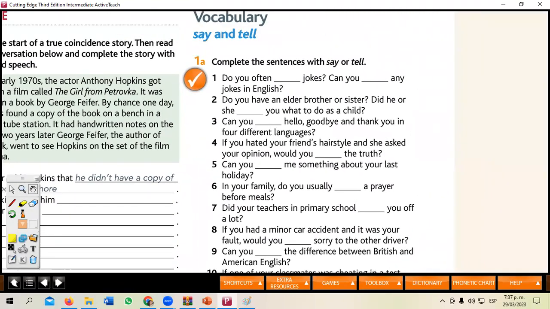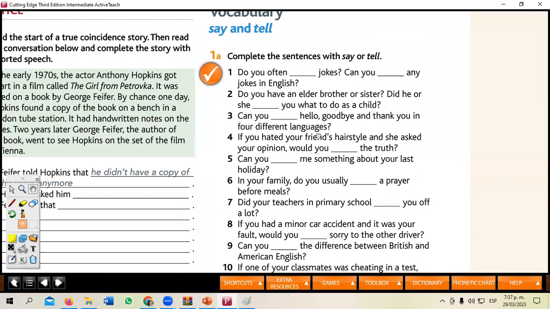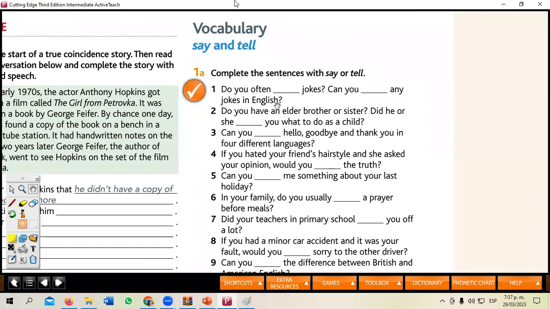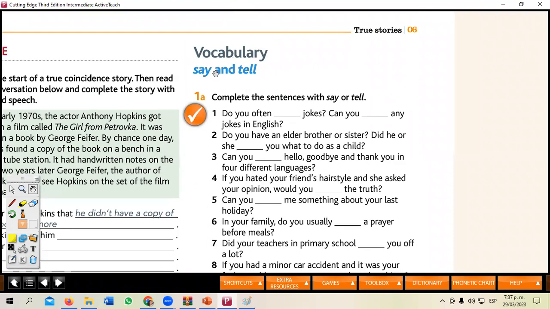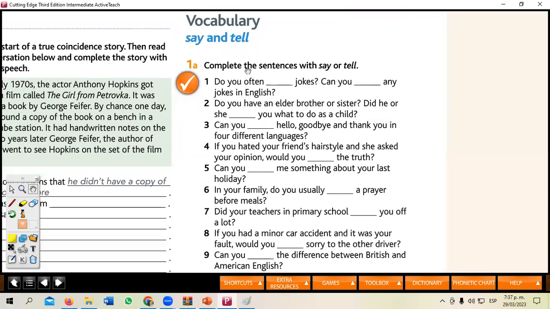All right, guys. So let's finish today. We only have a couple more minutes, but I want to give you at least the instruction for you to continue practicing the vocabulary of say and tell, right? Especially the difference between say and tell. So you are going to complete the sentences here. Do you often say or tell jokes? Can you tell jokes in English? All right, so I'm going to help you with the first one. Is tell now. Can you tell jokes? Do you often tell jokes? Can you tell any jokes in English?